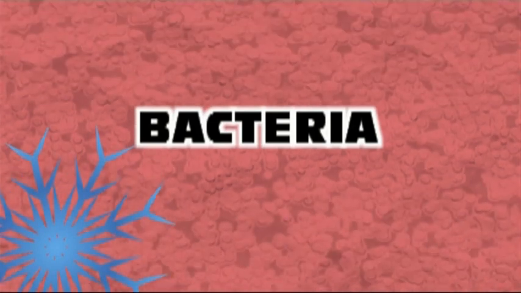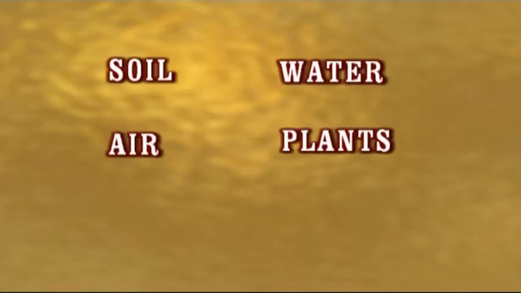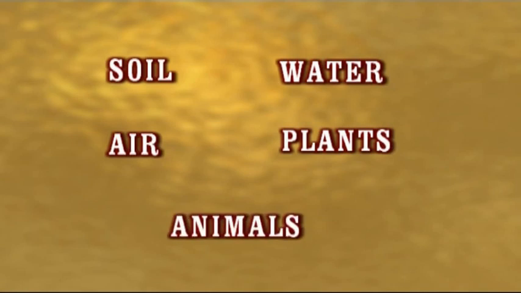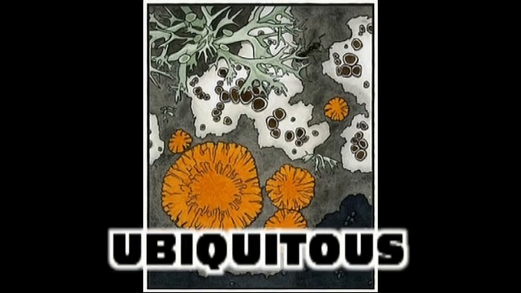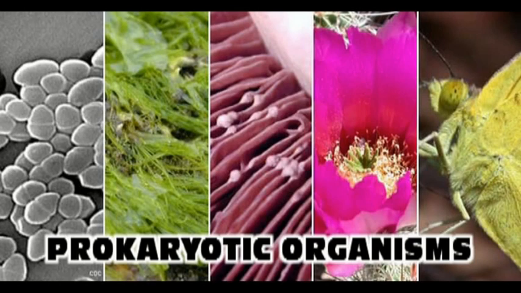Let us now study each group of microorganisms in detail. Bacteria are found everywhere. They can live in all environmental conditions such as soil, water, air, plants and animals. Bacteria are ubiquitous in nature, that is, they are found everywhere. They are unicellular organisms and they lack a nucleus. That is, they are prokaryotic organisms.